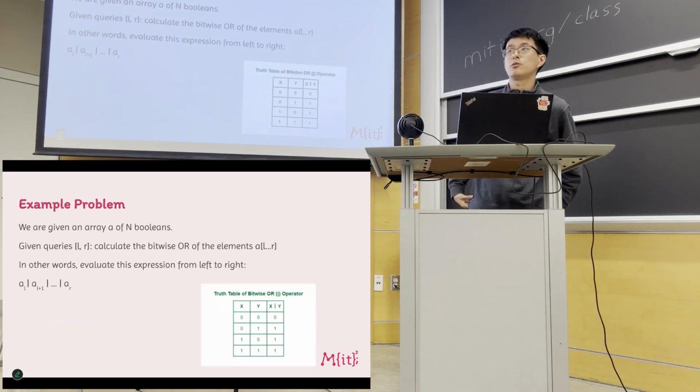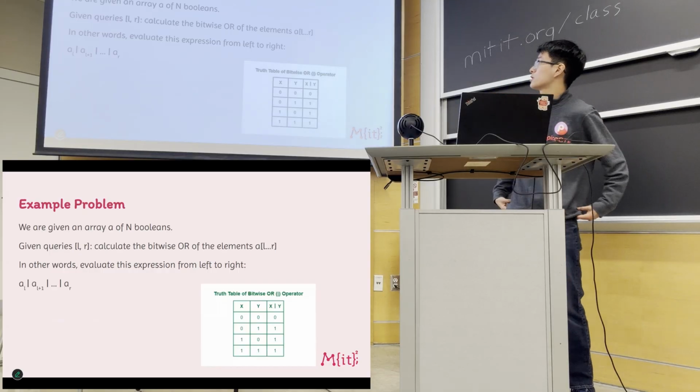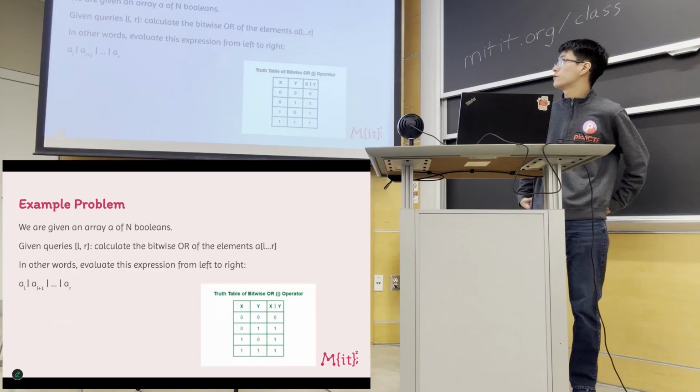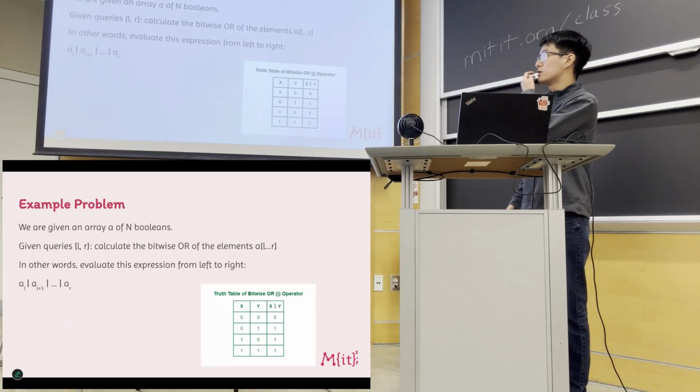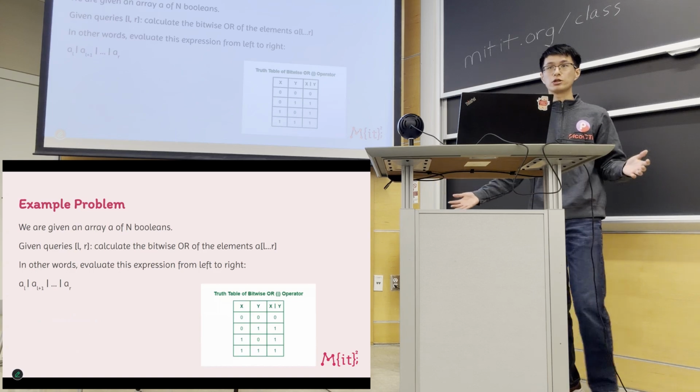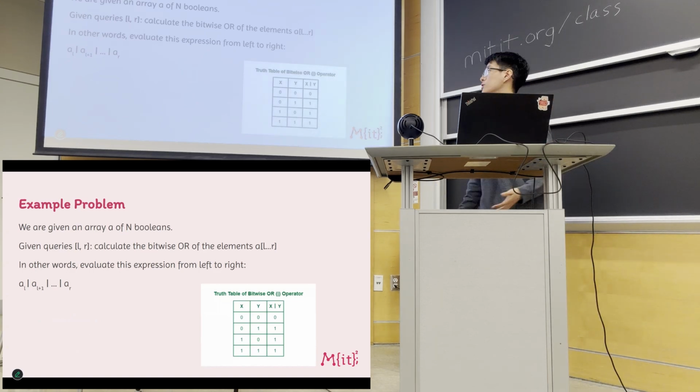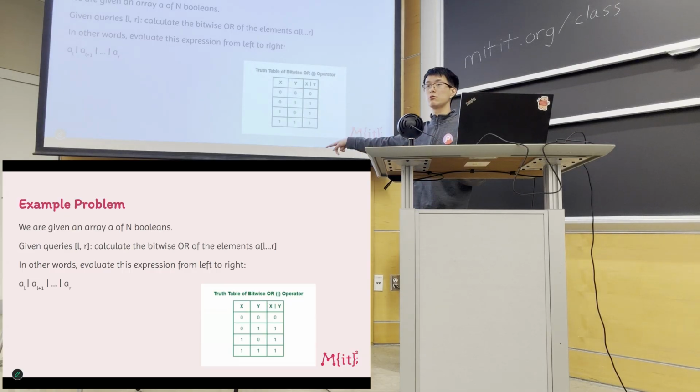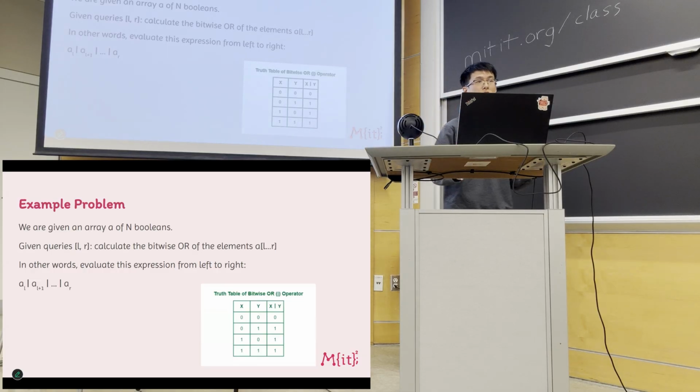So here's an example of a problem that can be solved with prefix sums. I'll briefly explain it and give everyone some time to think. You're given an array of booleans, which means that everything is either a 1 or a 0. And you're given a bunch of queries again, but instead of doing the sum, you want to compute the bitwise OR, which follows the truth table of bitwise OR. As long as something in your range is a 1, your bitwise OR expression will return a 1. And if everything is a 0, it will return a 0.